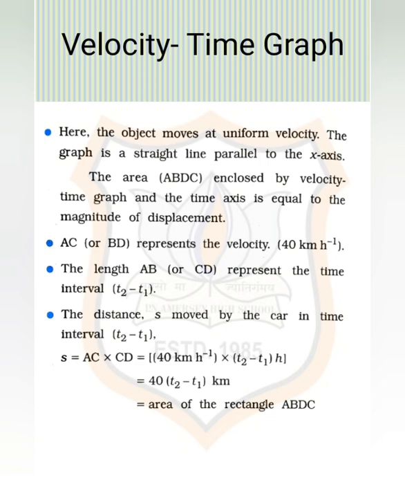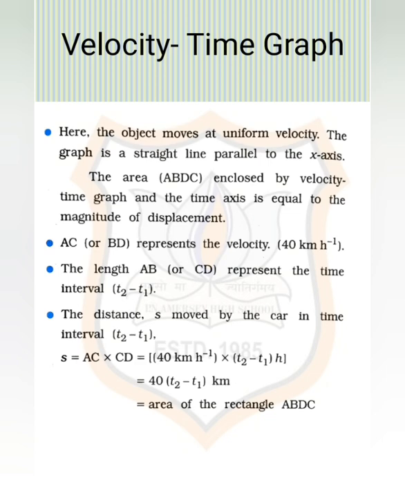displacement. Now to find the distance moved by the car between time t1 and t2, with the help of this diagram, draw perpendiculars from the points corresponding to time t1 and time t2 on the graph. The velocity of 40 km per hour is represented by the height AC or BD, and the time t2 minus t1 is represented by the length AB.